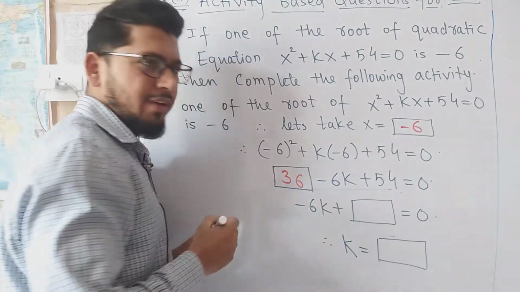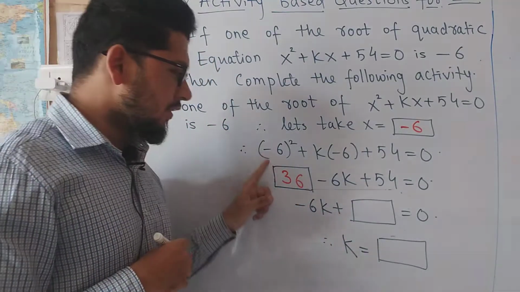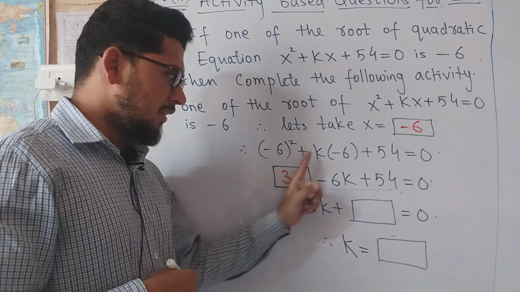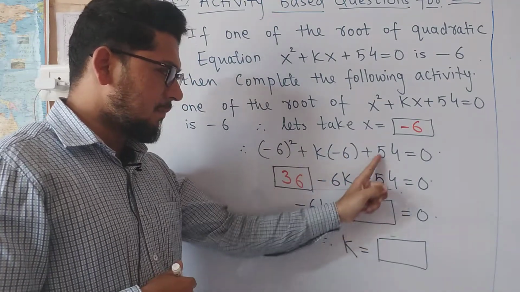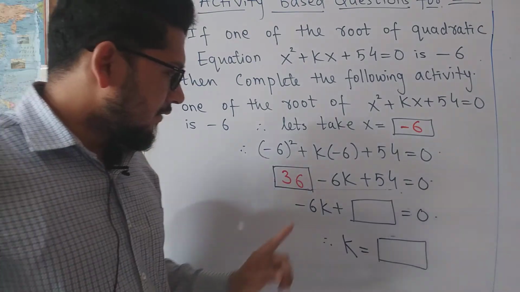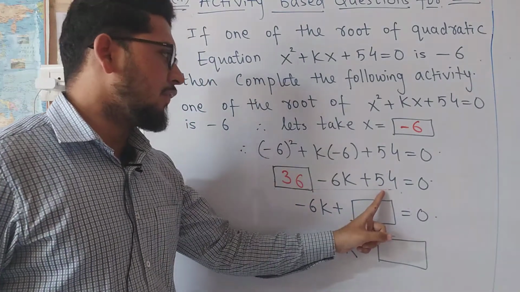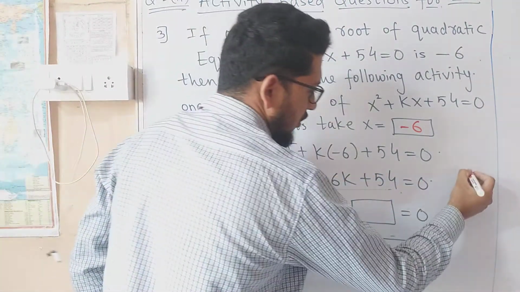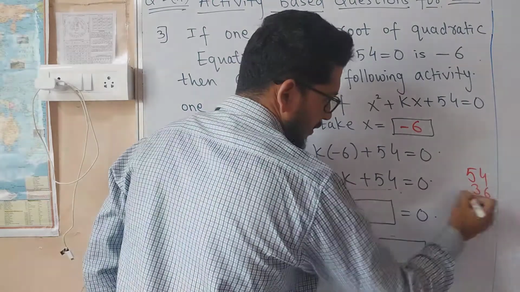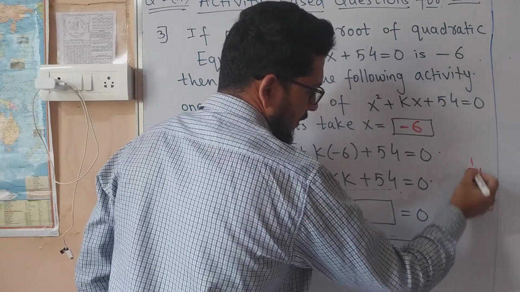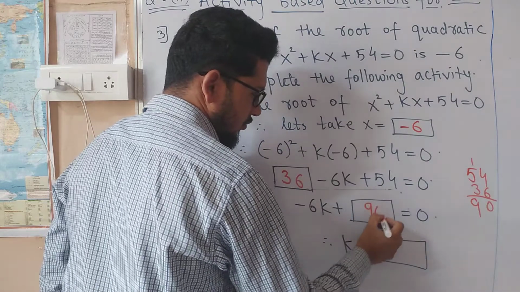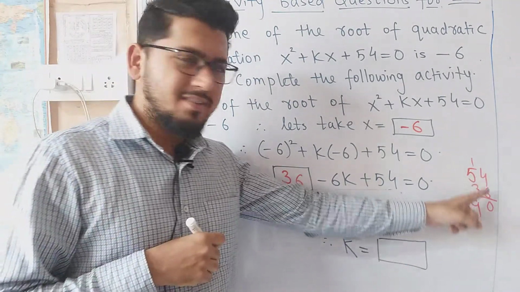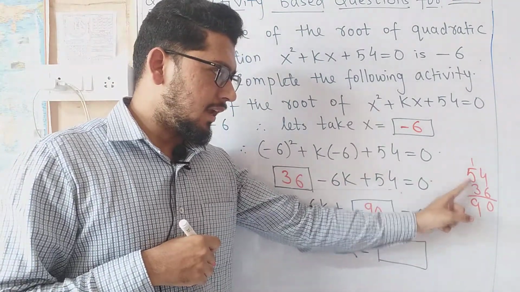Negative square is always positive. A negative number always gives a positive in a square term. So minus 6 square is 36. Plus, minus into k is minus 6k, plus 54 equal to 0. After that we have to add these two terms: 54 here and 36 given here. When you add 54 plus 36, what should I get? 4 plus 6 is 10, write 0 carry 1, 5 plus 3 is 8, and 1 is 9. So we get 90.